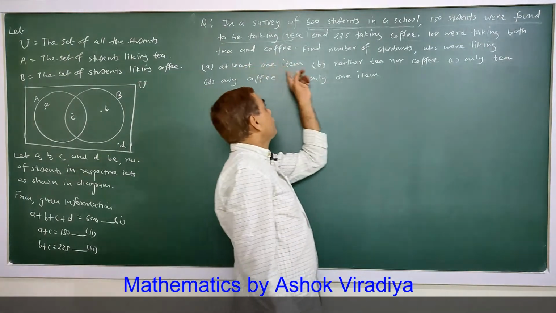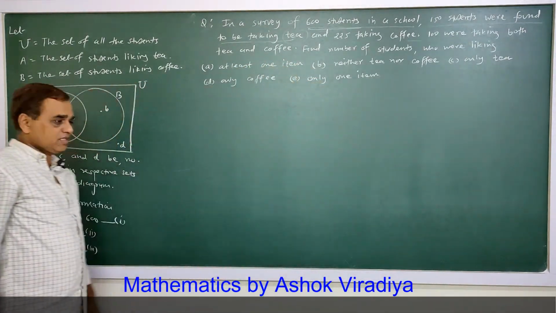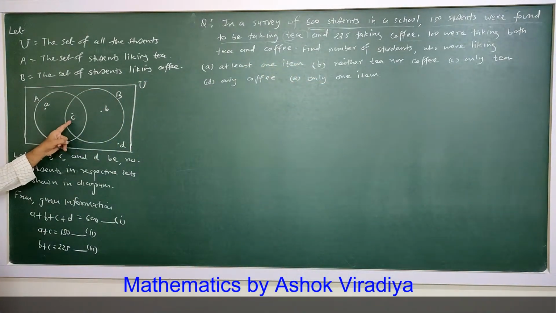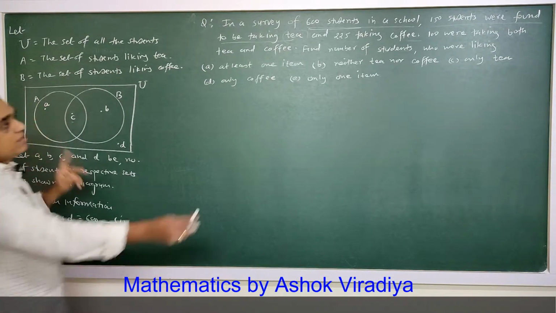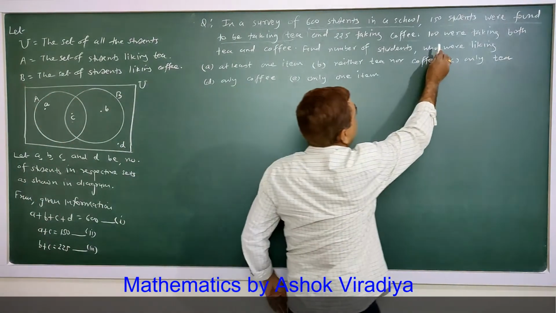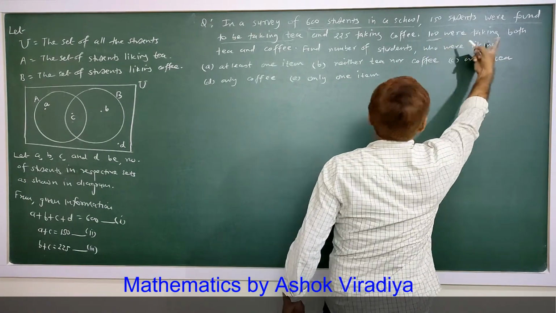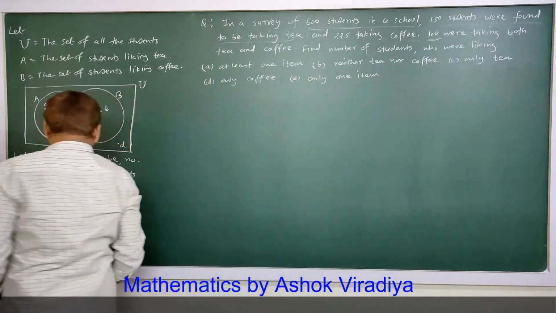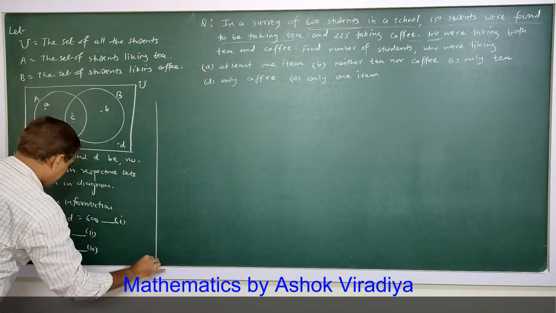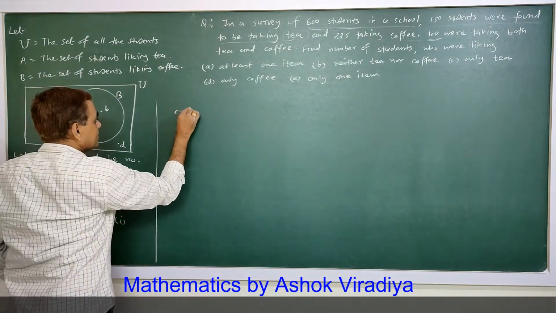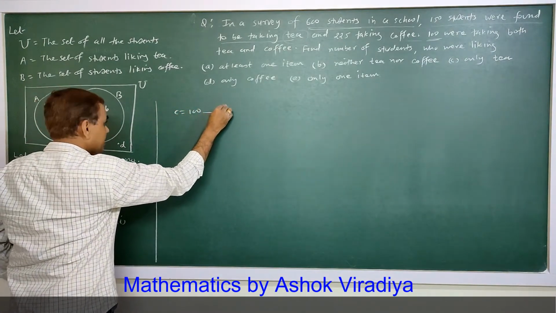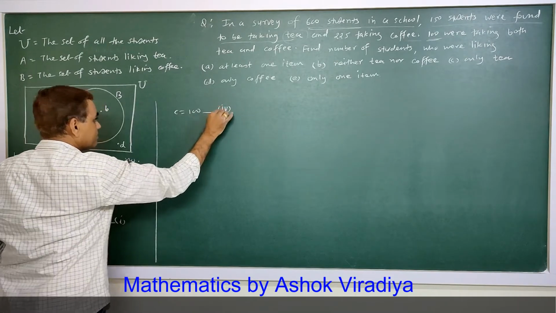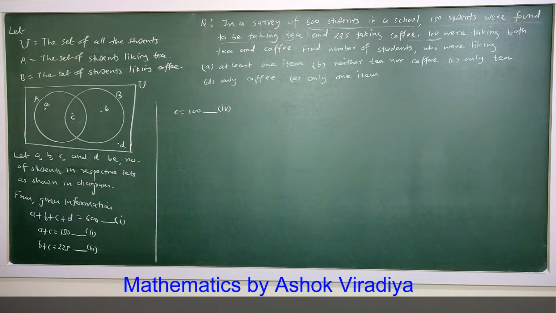Hundred were taking both tea and coffee. Both, that is there are C number of students taking both. So C is 150. Sorry, 100 were taking both tea and coffee. C is 100. That is equation number 4. So this information is given.